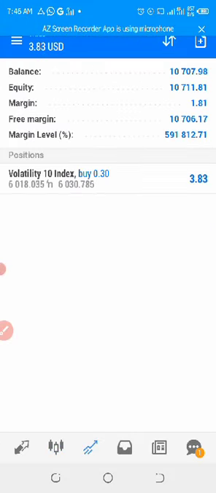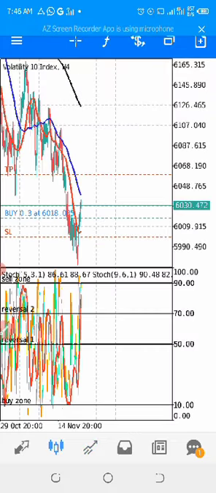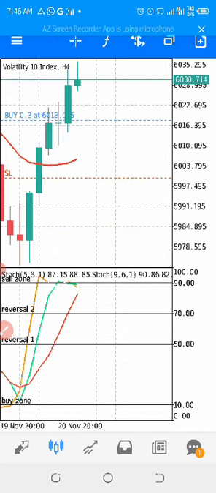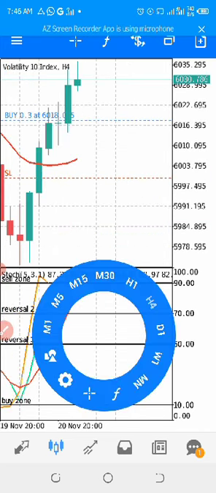Now, if you look at the reason why I took this trade, I'm already in profit. I took this trade since last night. Why did I take this trade? Though I entered very late, I knew that this was going to buy for a long time.